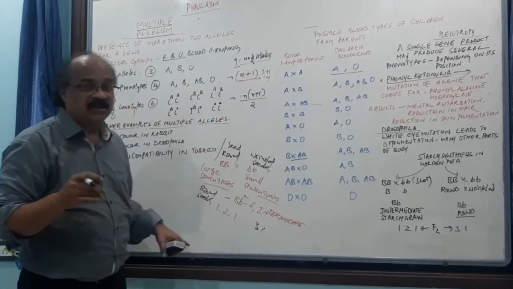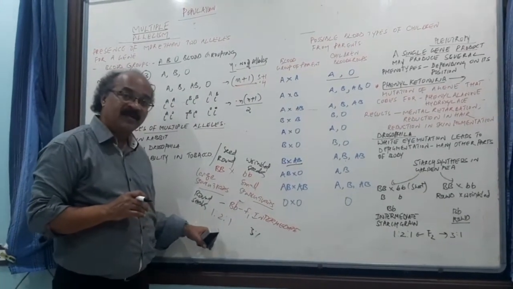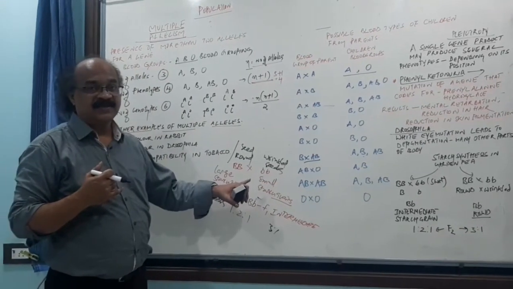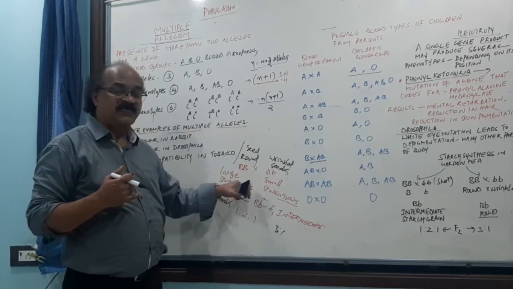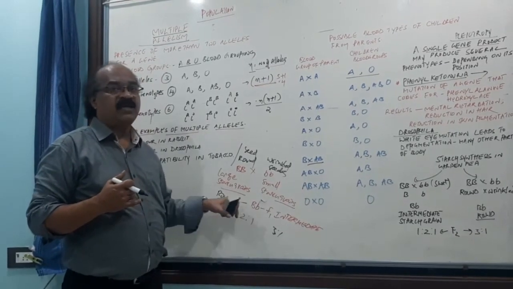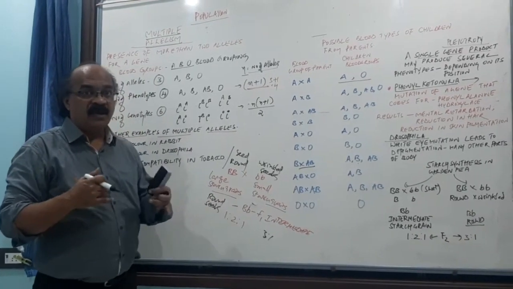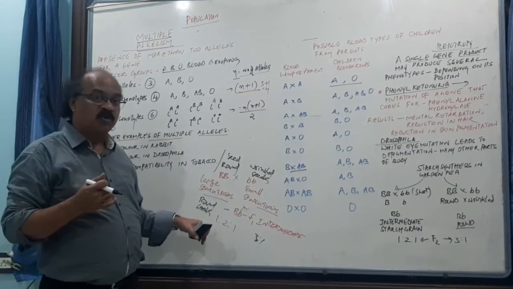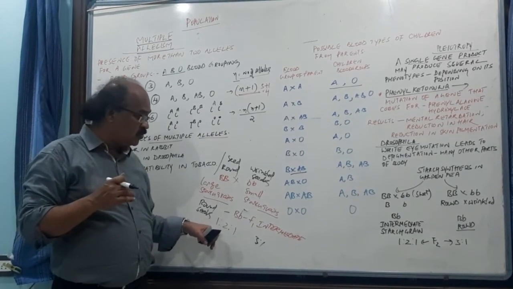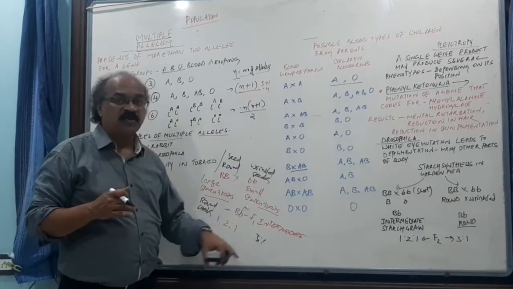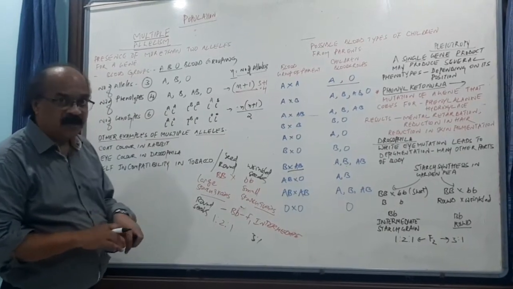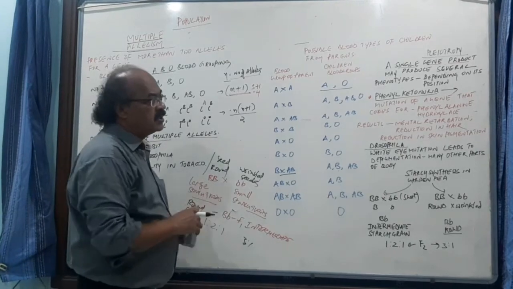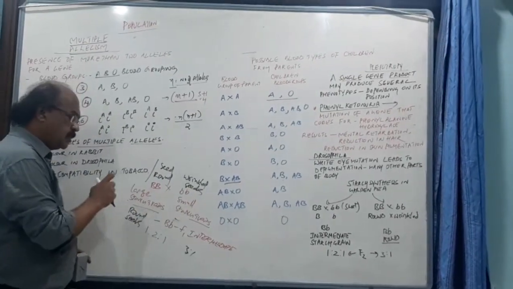Later I will discuss, but just remember one point. When studying both characters, one is complete dominance and one is incomplete dominance. If I am studying a dihybrid cross at a time, in the F2 I get 1:2:1 for one character and 3:1 for another character. That's a point you have to remember. I will explain it later also. So this is pleiotropism.